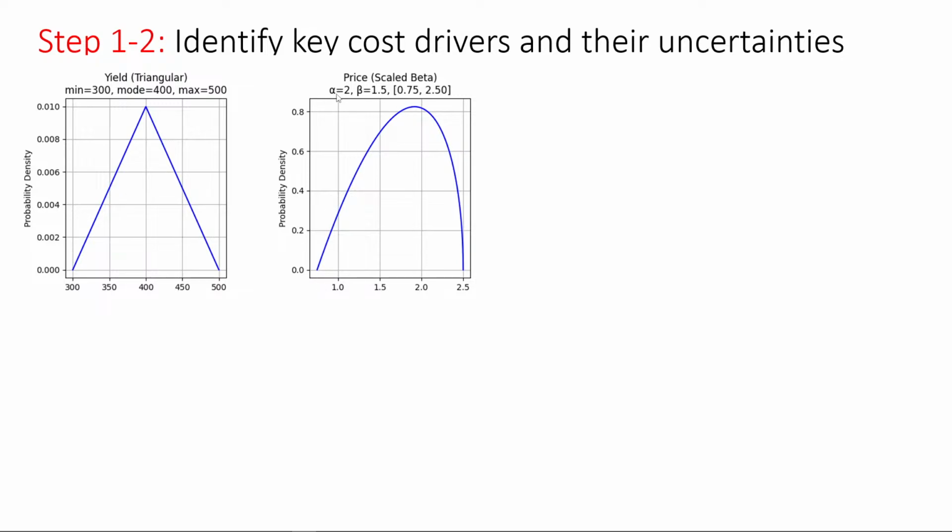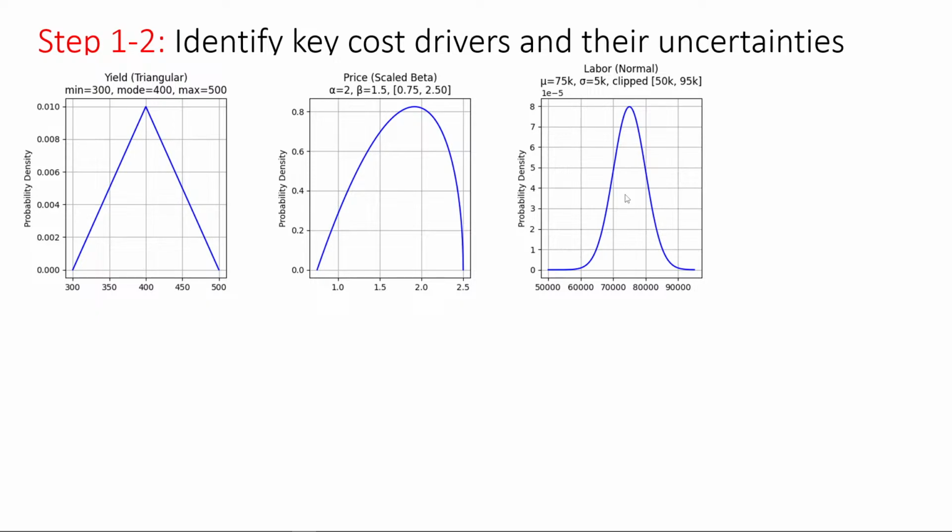See, this is the beta with alpha equal to 2 and beta equal to 1.5. So you see something that looks like this, which is skewed more to the right, which means that I'm more optimistic. I know that I could sell this mango as low as 75 cents, and I could sell it as high as $2.5, but I'm more on the optimistic side. I'm expecting to most probably sell it around $1.7 per pound. So I'm more on the optimistic side rather than the pessimistic side.